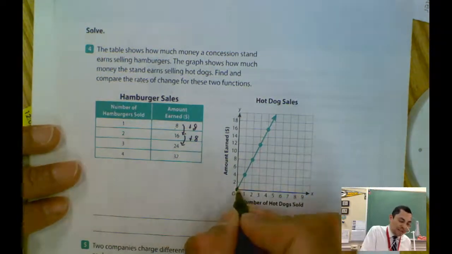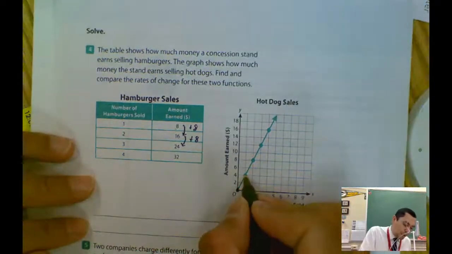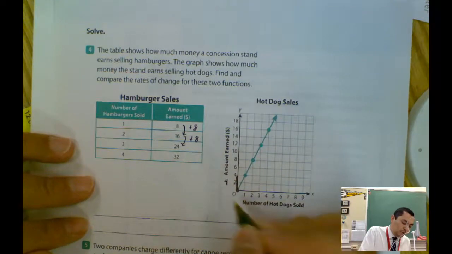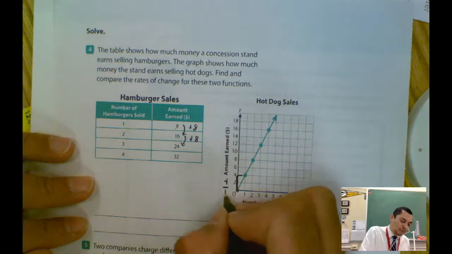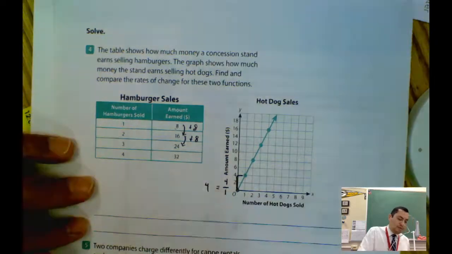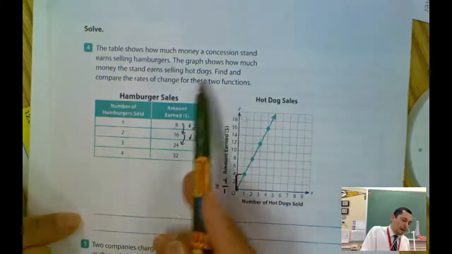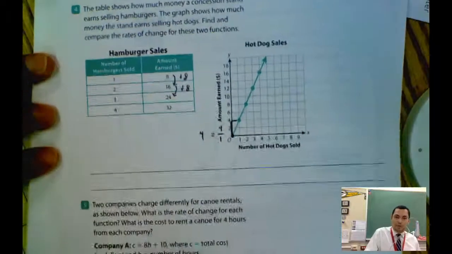So we start at 0 because we didn't sell anything, so 0 is 0. And then where do we go? To 4. See, this is the vertical. We go to 4, and then we have 1. So the rate of change is 4 over 1 equals 4. Let's see what's going on with this one. So what we have, find and compare rate of change. So in this case, I can answer the question.